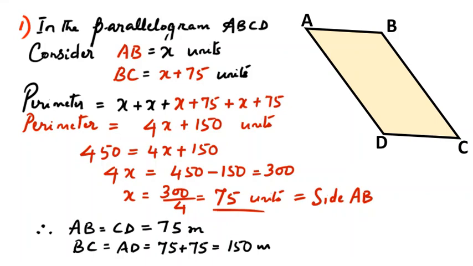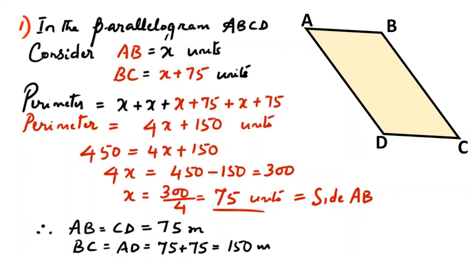But finding x is not the question. It asks us to find each side. What did we take the side as in the beginning? We took the side AB as x, side BC as x plus 75. So AB is 75 units. Then the other two sides are 75 plus x, which means 75 plus 75. It is 150 units.